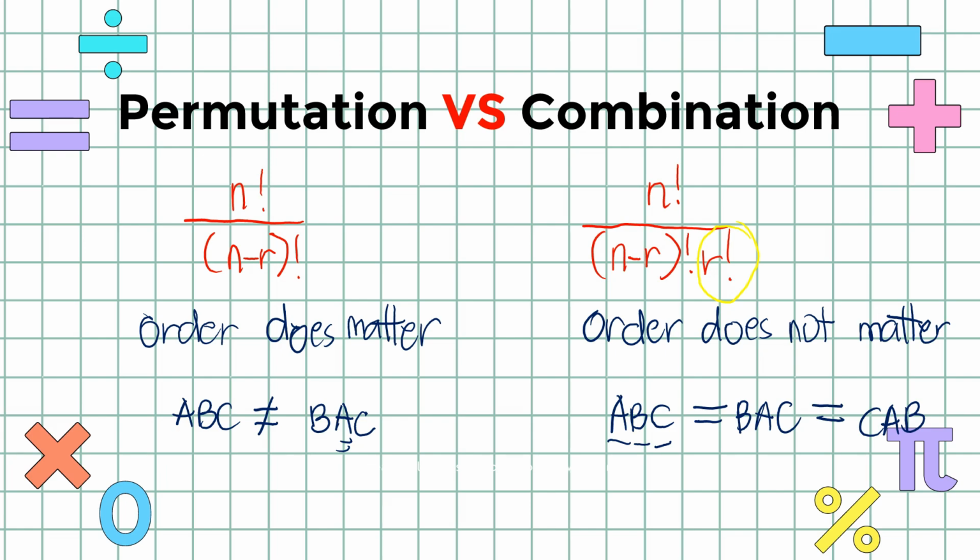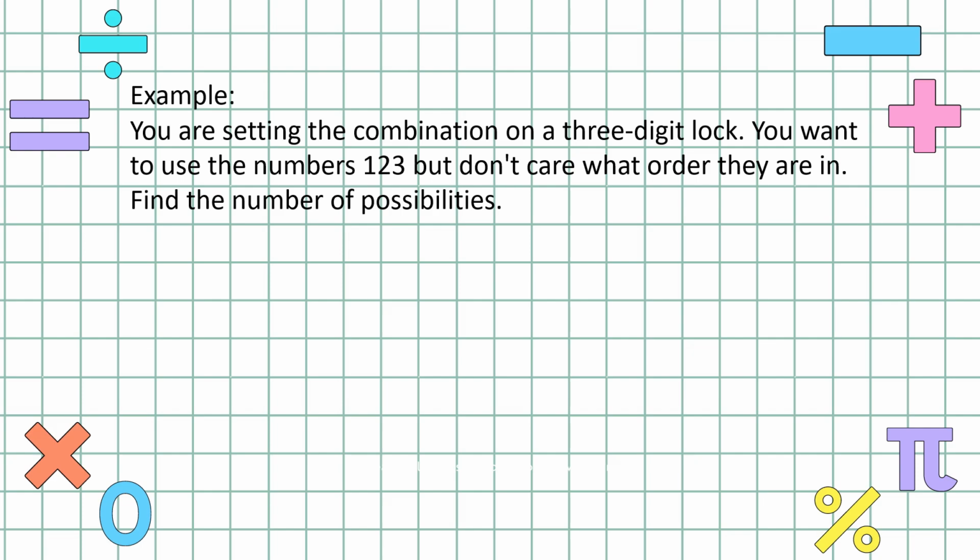So let's do that. For our first problem, I want you to pause this video for a while and then carefully decide whether it's a permutation or combination problem. Okay, so let's say you are setting the combination in a 3-digit lock. You want to use the numbers 1, 2, 3, but don't care what order they are in. Find the number of possibilities. Now, I suggest you do not make an easy conclusion just because combination was mentioned. It's not that way, okay? Make sure that you've carefully considered all the details or information in the problem to support whether this is really a combination or a permutation.